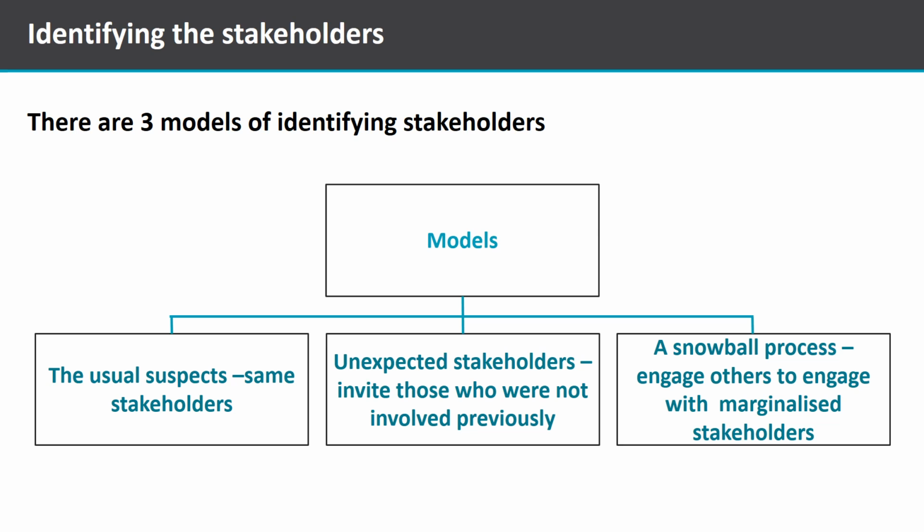The third model is a snowball process. A snowball gathers snow as it rolls along. This process is particularly important for engaging others, particularly those who are in marginalized segments of the community. It is particularly effective if we can engage others to themselves engage the more marginalized, because reaching marginalized communities is not an easy process.